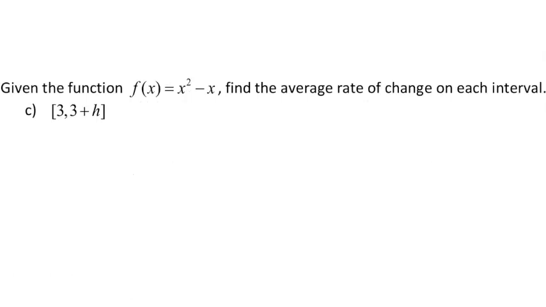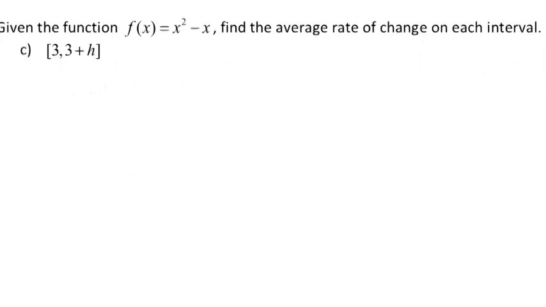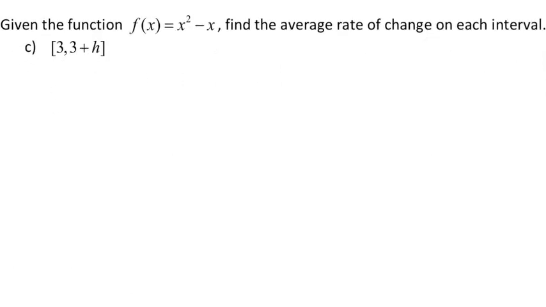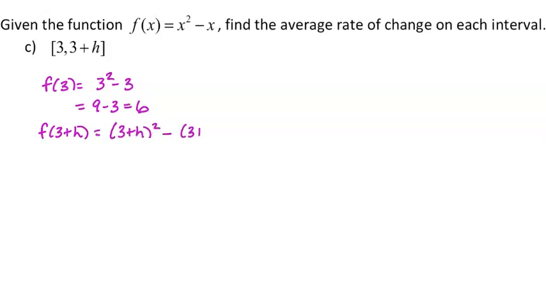Let's look at one more version with this same function. Given the function still x squared minus x, let's look at the interval from 3 to 3 plus h. So we'd start with f of 3 equals 3 squared minus 3. So 9 minus 3 is 6. And then we need to find f of 3 plus h. So this is going to be (3 plus h) squared minus (3 plus h).